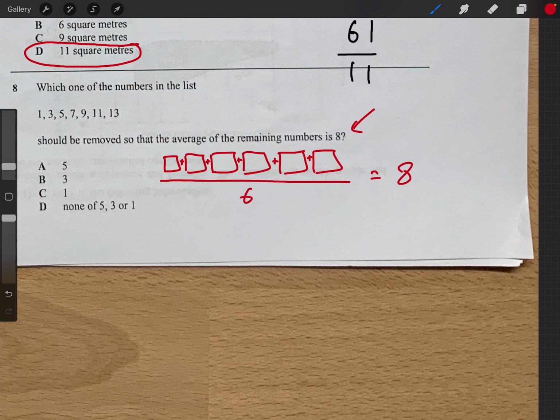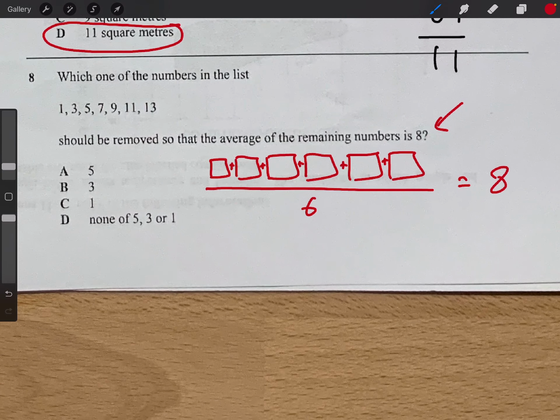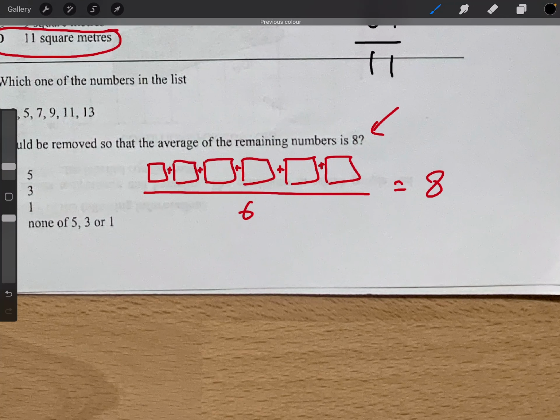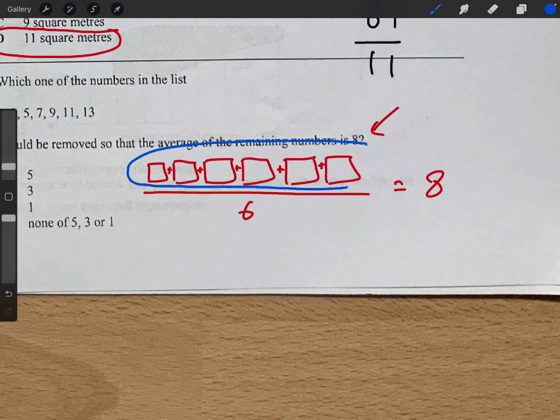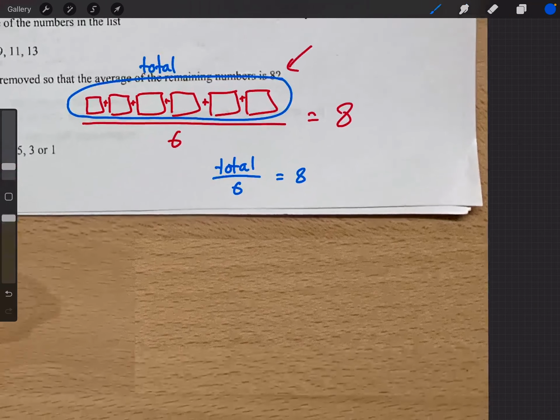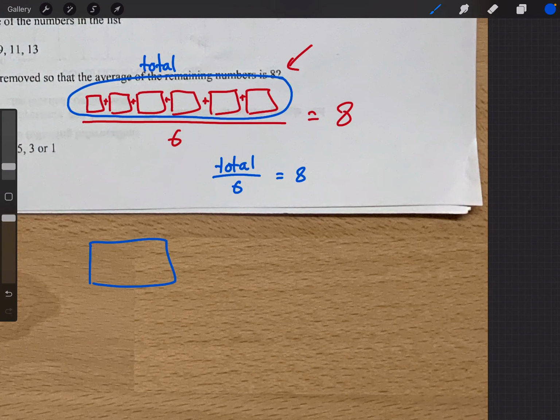Okay, no problem. So now we can use this logic to find the total. What I mean by the total is this top number here. So 6 numbers added together is going to give you some sort of total. Now this is a fraction, okay? So total divided by 6 will give me 8. That means you have a number called a total, and you're dividing it by 6, and you're getting 8.